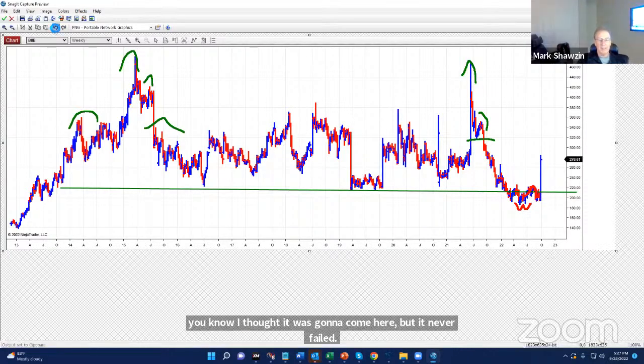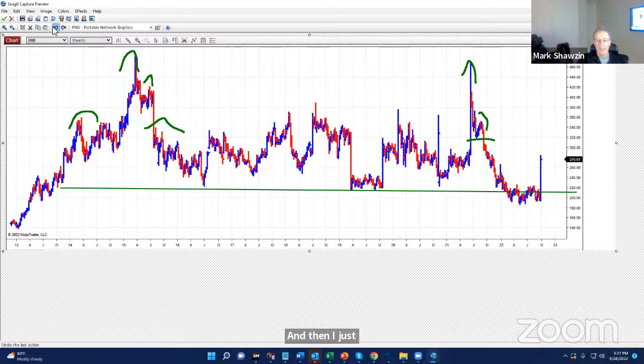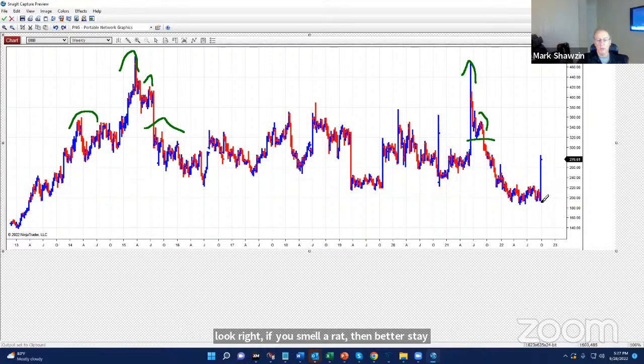If something doesn't look right, if you smell a rat, then better stay away. Especially going short, because now you got short here and it opened there. It's not like you could put a stop loss here and you could get out. And so this is the risk of trading.